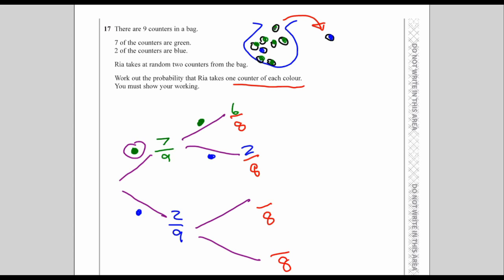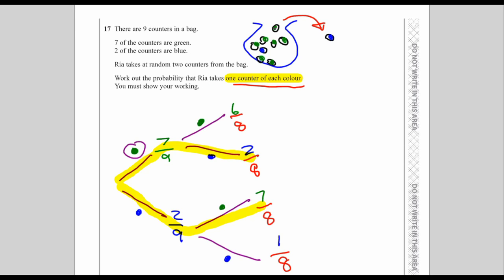And we've only got 1 blue left to pick. So there's 1 out of 8. But we've got 7 green left still. 7 out of 8. So which paths are we interested in? Taking one of each colour. So it's 7 over 9 and 2 over 8. Or this. So you can get a green then a blue, or a blue then a green.